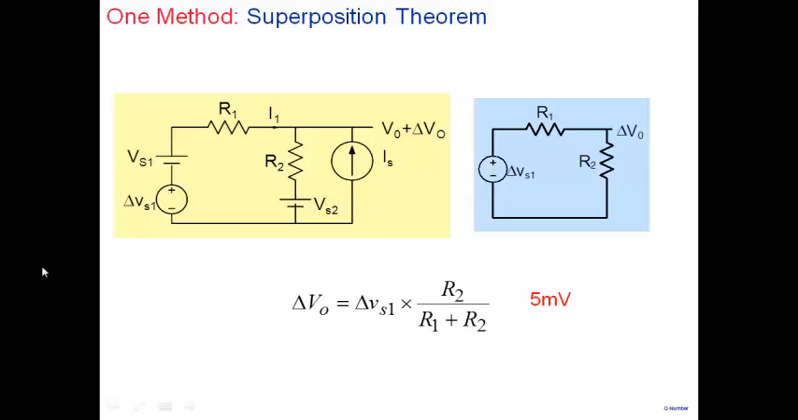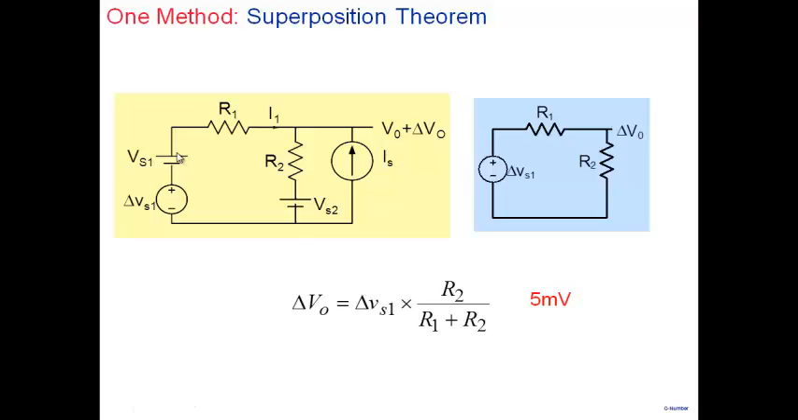So I use superposition and I calculate what is the effect of delta V0 as a result of delta Vs1. And superposition gives me an answer. I don't need to do it at that level of accuracy to get the answer that I'm seeking. Okay? So for a linear circuit, I can use superposition.